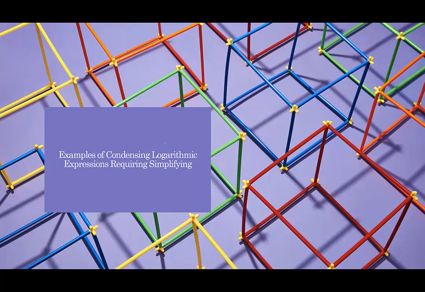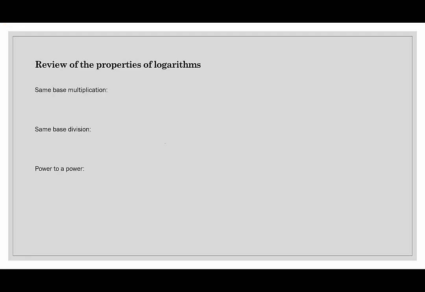In this video, we are going to look at examples of condensing logarithmic expressions that require simplifying. Just before we get started, I always like to review the properties of logarithms. With same base multiplication, so we're condensing, what we're going to be given is something like log base b of x plus log base b of y. And we can condense these into one single logarithm by multiplying the arguments. This would become log base b of x times y.